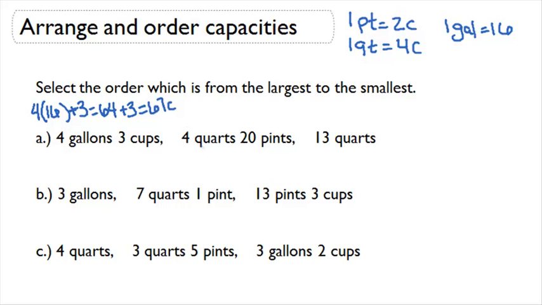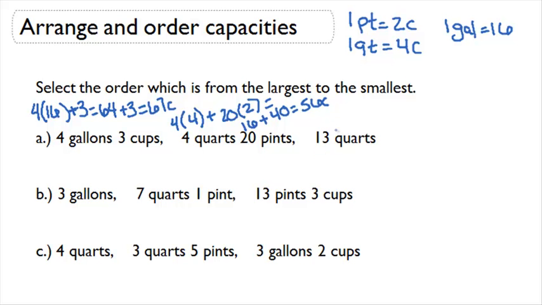Now let's look at our second. Here we have 4 quarts and 20 pints. Now 4 quarts is equal to 16 cups since we have 4 quarts times the 4 cups in each quart. And then we're going to add to that the fact that we have 20 pints and each pint is worth 2 cups. Now this is going to give us 16 plus 40, which is equal to 56. And that's in cups.